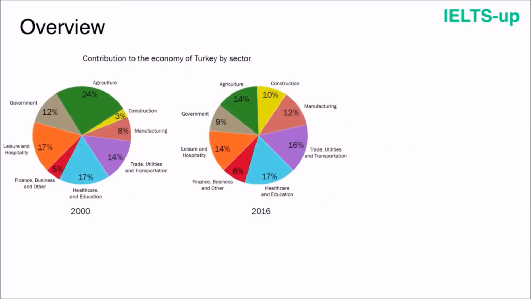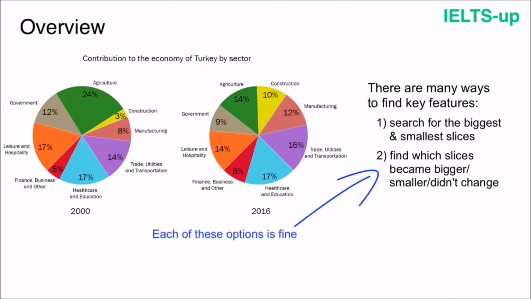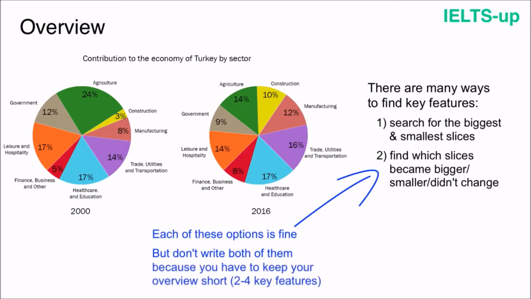You have to keep only general information in this paragraph. So, let's look at our pie charts and identify some key features. Well, there are many ways to find the key features of our charts. First of all, we could search for the biggest and smallest slices of each pie chart. And secondly, we can find which slices became bigger and smaller or did not change. Each of these options is fine, but do not write both of them, because you have to keep your overview short. So I've decided to focus on the first option.